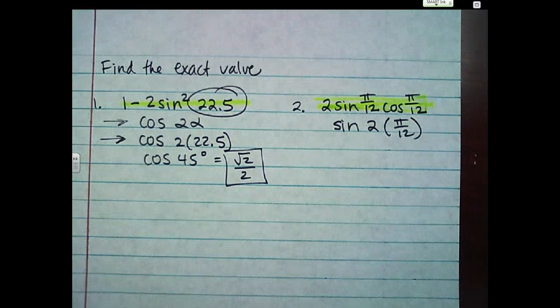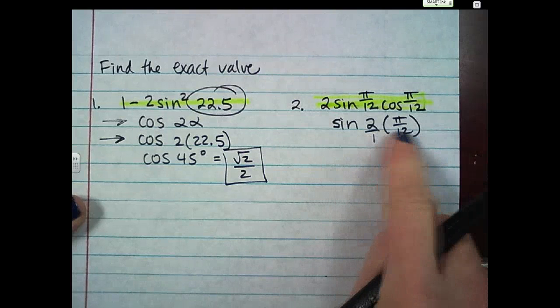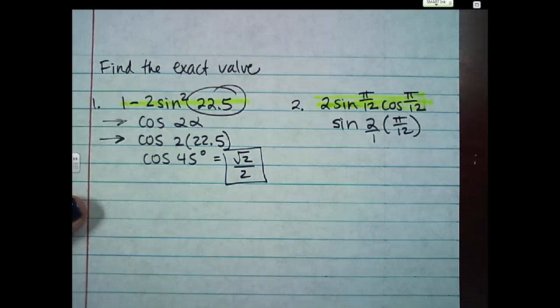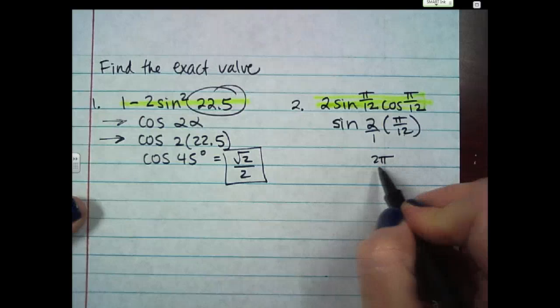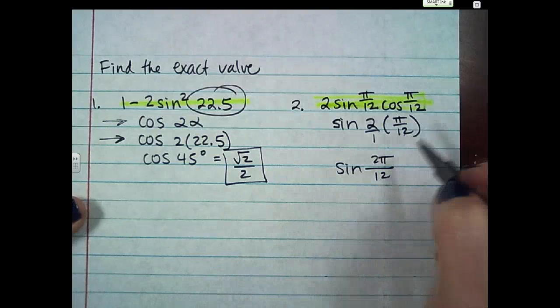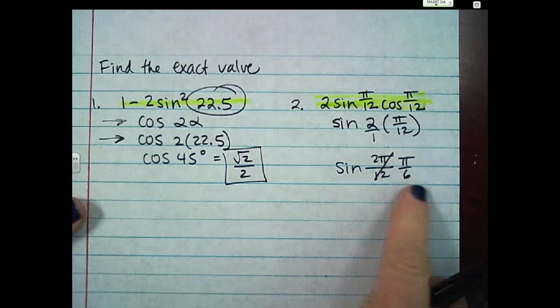Okay, now guys, one's a fraction and one's a whole number. So if you want to put the 2 over 1, and just think about this, I want to multiply these two together. Remember when you multiply fractions, you multiply tops and bottoms. So 2 times pi will be 2 pi, and 1 times 12 is 12. So this is sine of 2 pi over 12. Or you can reduce it, it's the same as pi over 6. Both of those, though, would be on your unit circle.